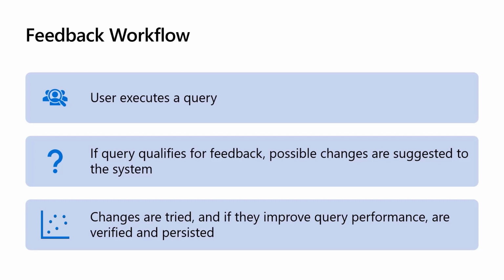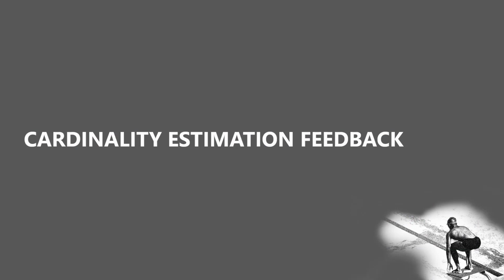The workflow for all three of these feedback mechanisms is basically the same. The user executes a query. Then the system looks at the query, its performance, CPU consumption, parallelism, and various factors, and decides: does this query qualify for feedback? If we think it might benefit from some feedback, we suggest those changes to the system. When those changes are suggested, we then try the next execution. We use those suggestions to see if they actually improve query performance. If so, then we can verify those changes and persist them. So let's look at this in detail with cardinality estimation feedback.